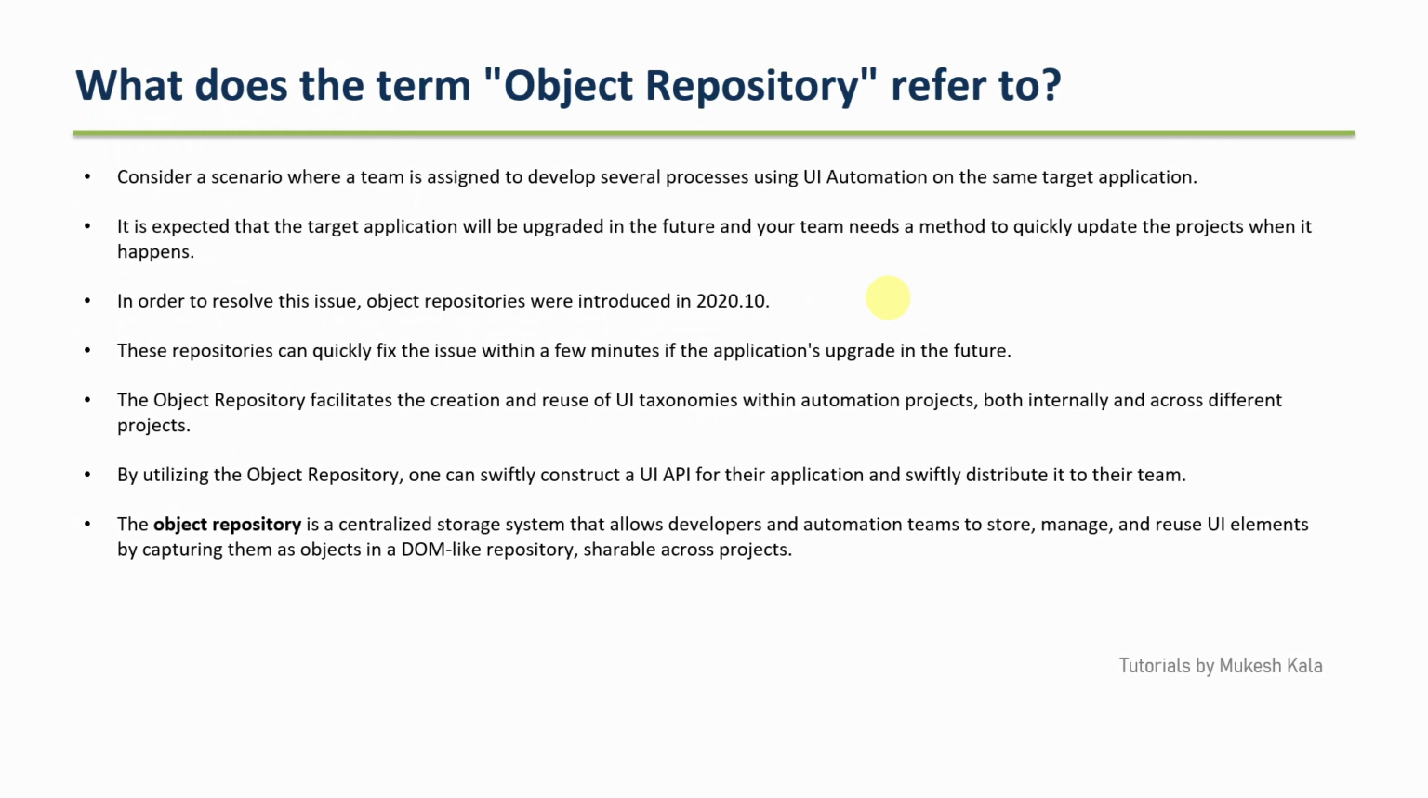It is available both internally as well as externally. The object repository, definition-wise, is a centralized storage system that allows developers and automation teams to store, manage and reuse the UI elements, right? And all of that can happen within the project as well as in a different project. So we have seen this with the help of an example, right?